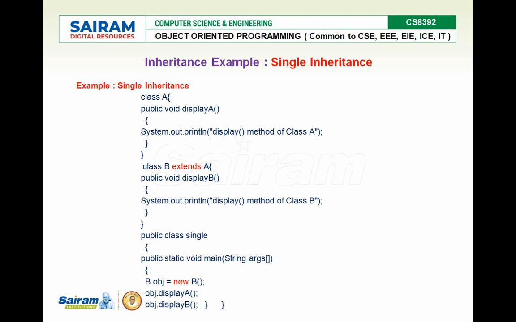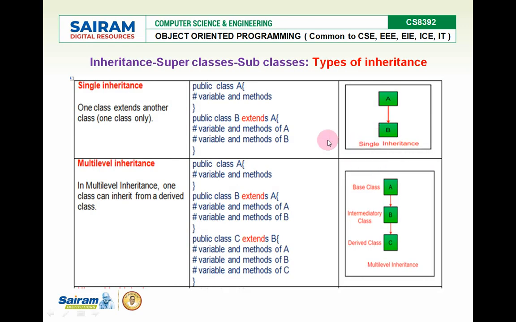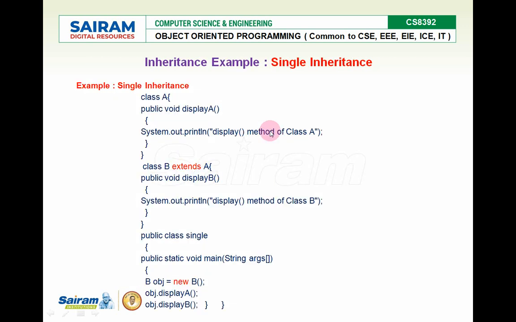Now see the third example of single inheritance. What we had here, we are going to implement with simple statements. Class A definition: class A contains one function called displayA. For ease of understanding, I place a string like this: display method of class A. Only one method is available inside class A.